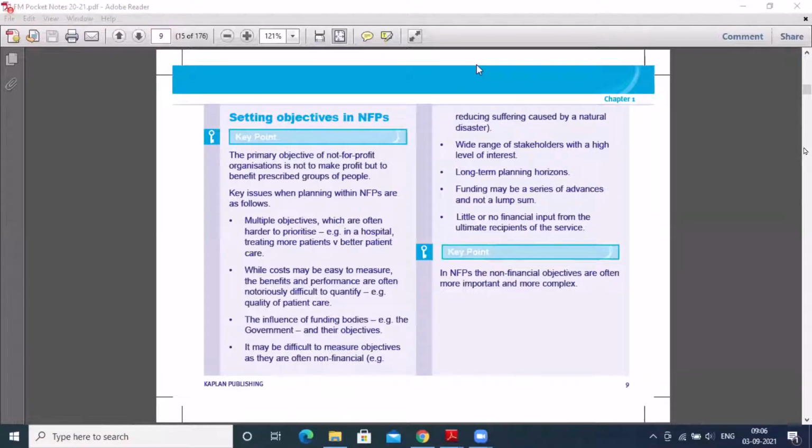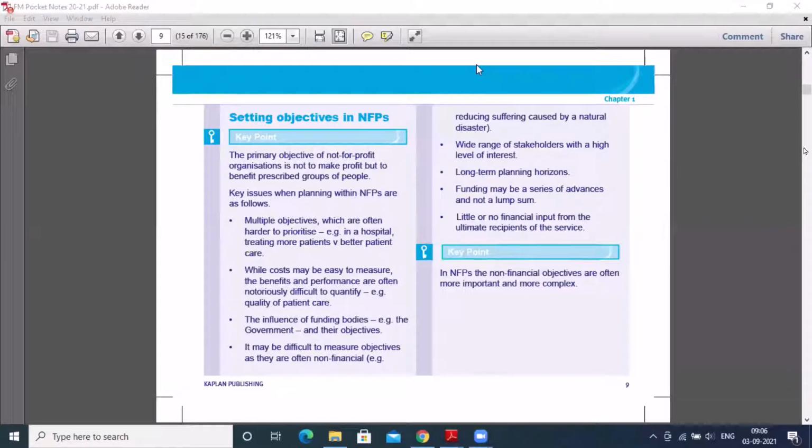So the key issues: suppose we take hospitals, because a hospital is a not-for-profit organization. The major objectives here are treating more patients, which can be one objective, and the second one, better patient care. What I'm trying to say is that when it comes to a not-for-profit organization, it is very difficult to prioritize the objectives. The example given is treating more patients and providing better patient care.